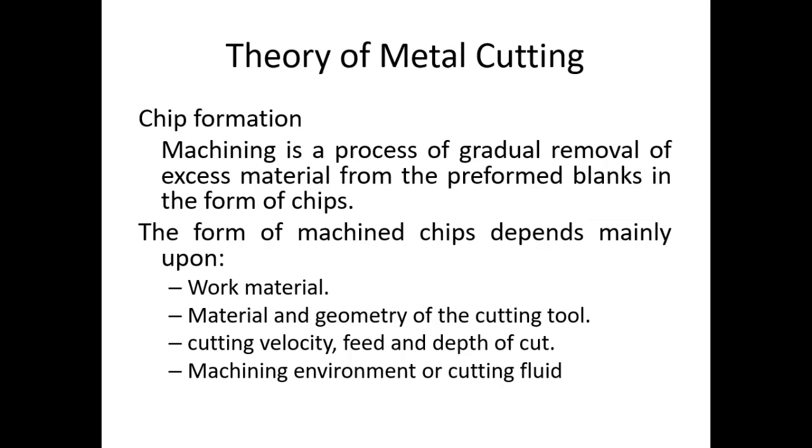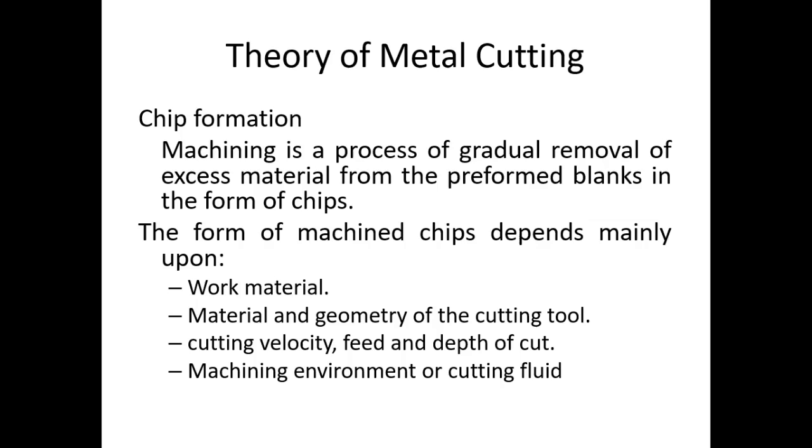So majorly, the surface finish of a product or a workpiece depends on the type of work material which is used. And the second one, the geometry of a cutting tool. It is the most important aspect in metal cutting, because the geometry of a cutting tool decides the quality of a product. The next one, cutting velocity, feed and depth of cut, is also very important.